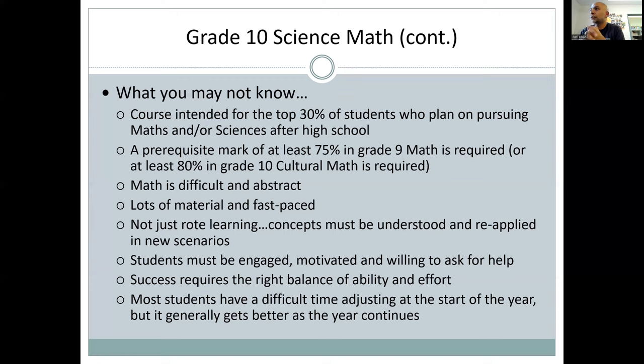Students can also come to the grade 10 science math course coming from grade 10 cultural math. They used to be a more popular pathway, but it's no longer all that common. I think I've got about six or seven grade 11 students in the course this year. So at this level, the math is difficult and abstract.